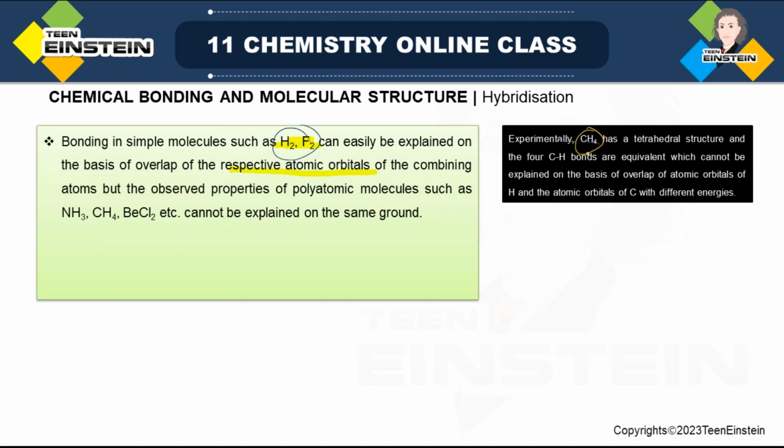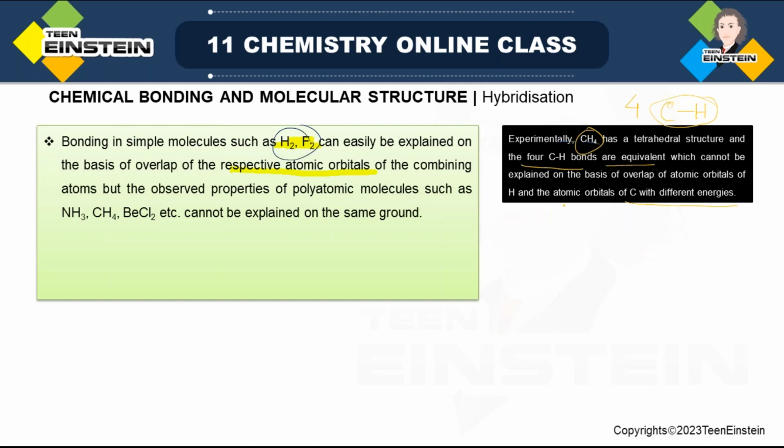So just take the example of methane. It has a tetrahedral structure, that is fine, an experimental observation. And here the 4 C-H bonds that are present, total 4 carbon-hydrogen bonds, are equivalent, all these carbon-hydrogen bonds are of similar type. But this cannot be explained on the basis of overlap of atomic orbitals of H and the atomic orbitals of carbon with different energies.